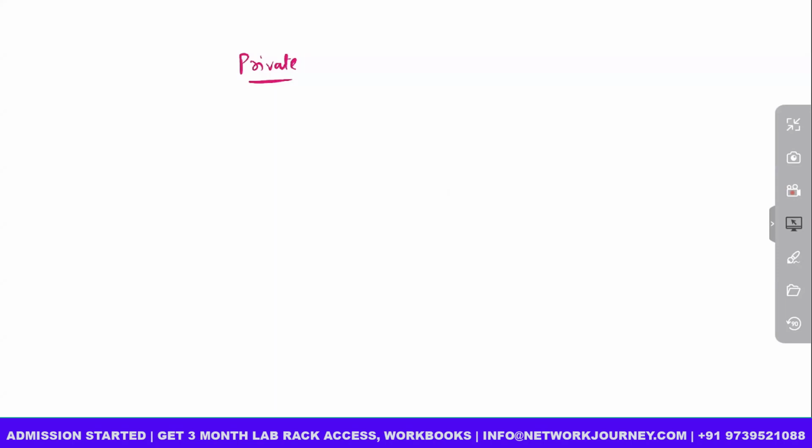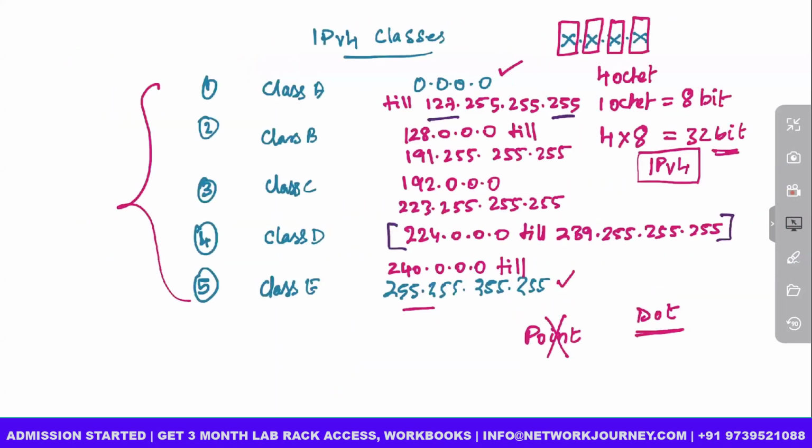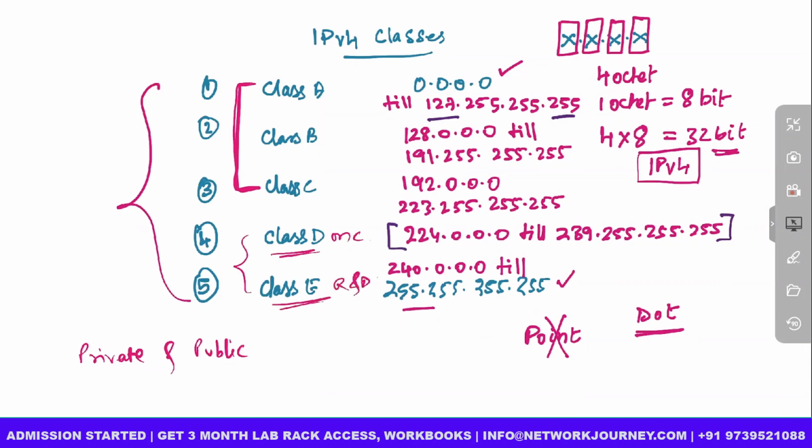So we had some classes. In this class, there is a private range, there is a public range. I'm only considering the first three. I'm not talking about the last two because you know that one is reserved for multicast and the other is reserved for R&D. So I'm not considering them.